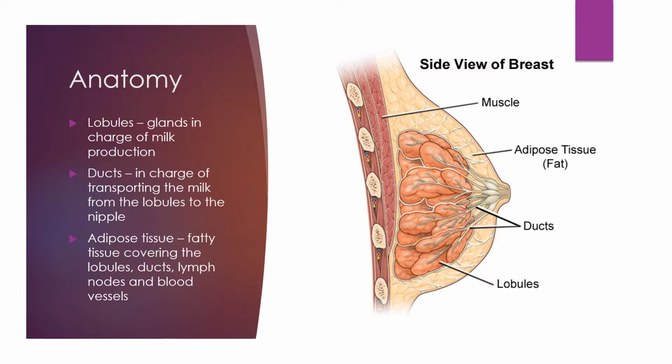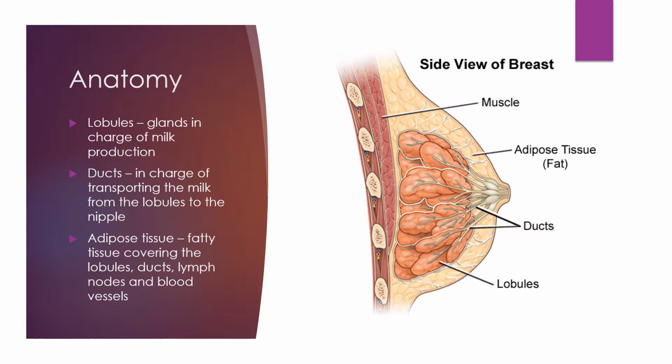Before we begin talking about what exactly is cancer, what then is breast cancer, and the different methods and ways we can diagnose and treat cancer, specifically breast cancer, it is important that we know a little bit about the anatomy of breasts. In the picture to your right, we have a side view of the breast, and as we can see, it presents the muscle and the adipose tissue, or fatty tissue as many of us might know it. We can see the ducts and the lobules.